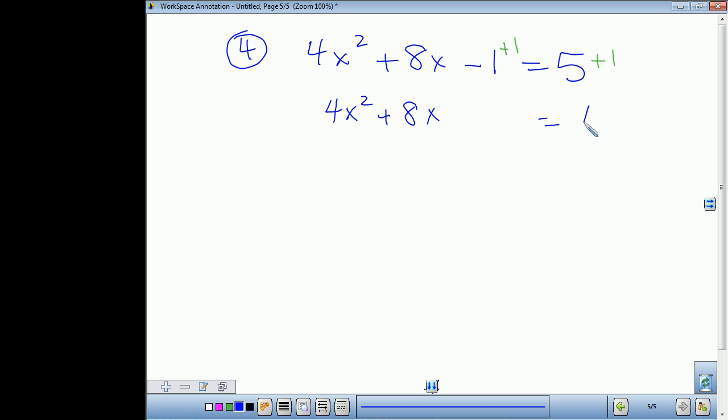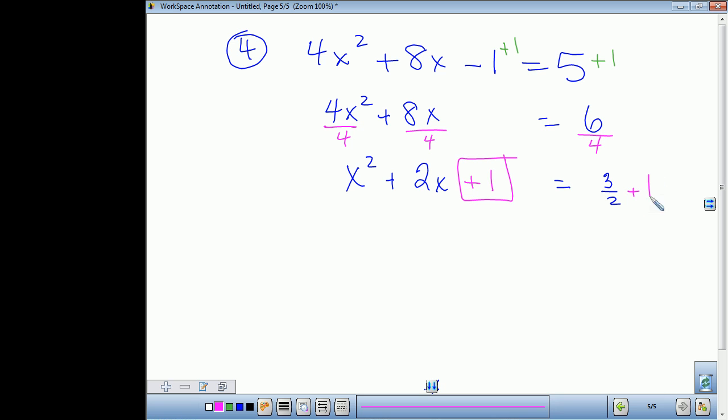Step 2 for me is when there's a leading coefficient, divide everything by that number. Now it's gone. Okay, 6 over 4. You guys know that reduces to 3 halves. Okay, so when I take half, what's half? 1, square it. 1. And over here I add 1.